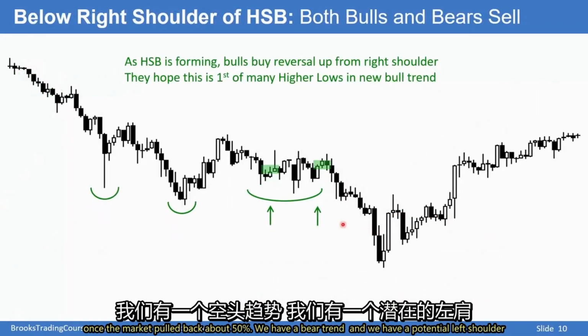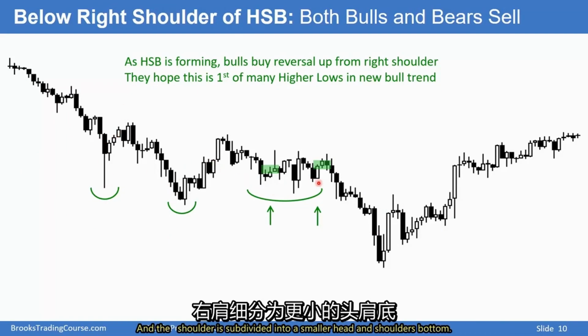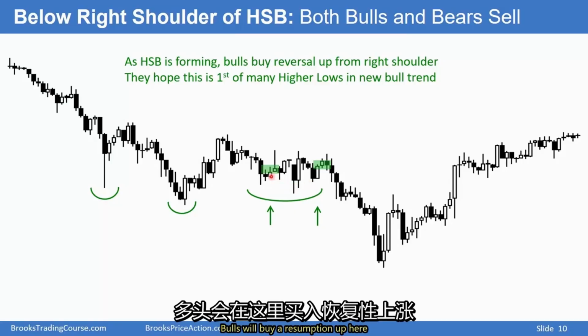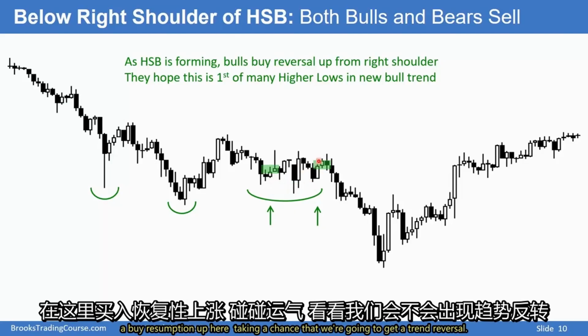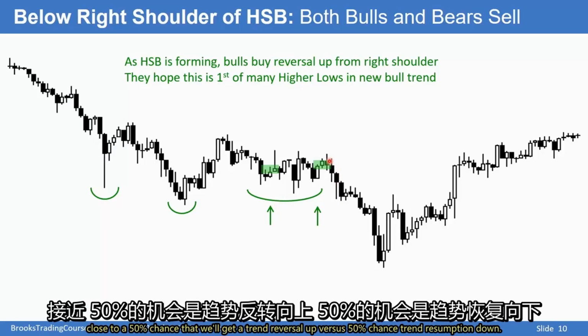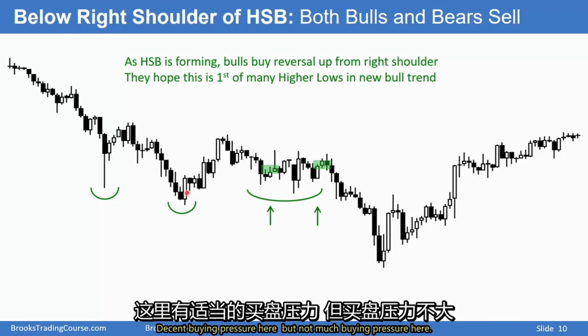We have a bear trend, and we have a potential left shoulder, head, and a potential right shoulder, and the right shoulder is subdivided into a smaller head and shoulders bottom, left shoulder, head, right shoulder. Bulls will buy a resumption up here, a buy, resumption up here, taking a chance that we're going to get a trend reversal. At this point, we've been sideways for about 40 or 50 bars, close to a 50% chance that we'll get a trend reversal up versus 50% chance trend resumption down. Decent buying pressure here, but not much buying pressure here.